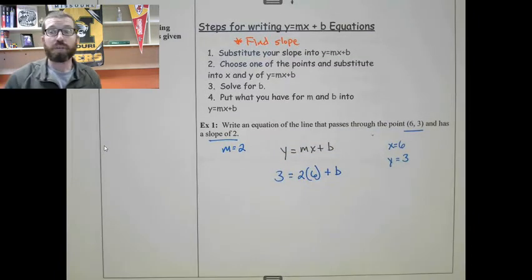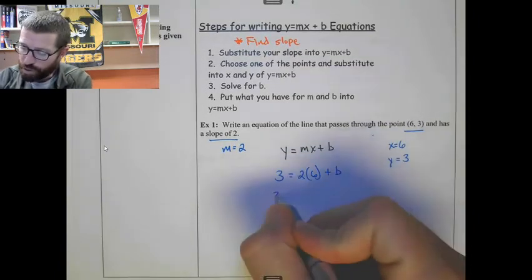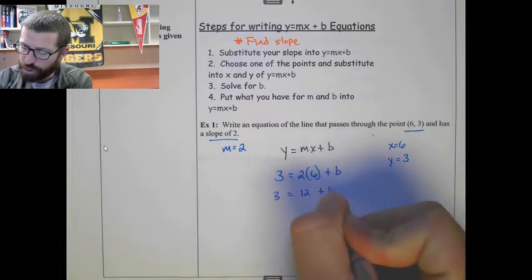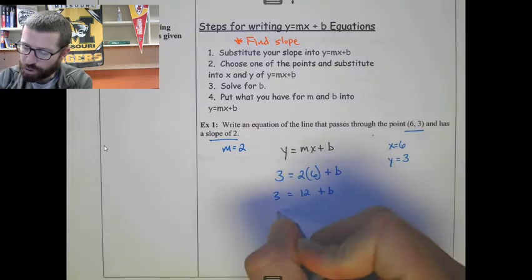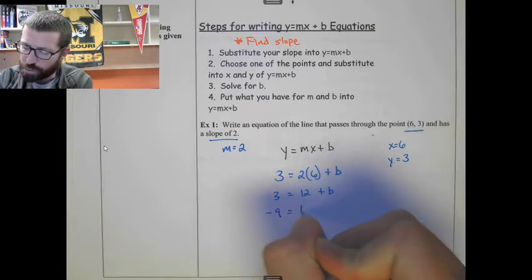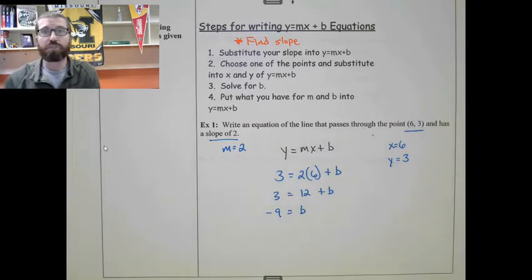Then you can solve for b. So we get 3 is equal to 12 plus b, and then subtract 12 from both sides to get -9 is equal to b. And so this is the missing piece to our puzzle. And algebra is really kind of just a puzzle, right?